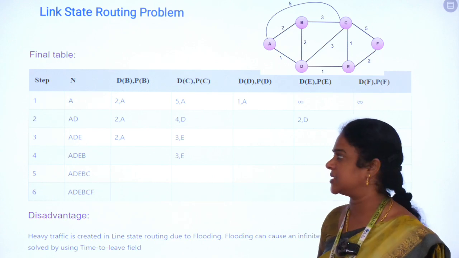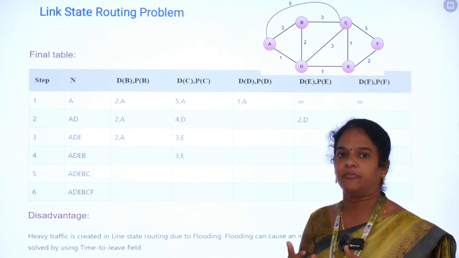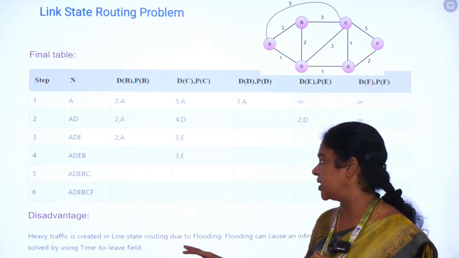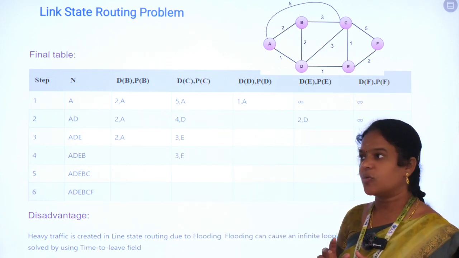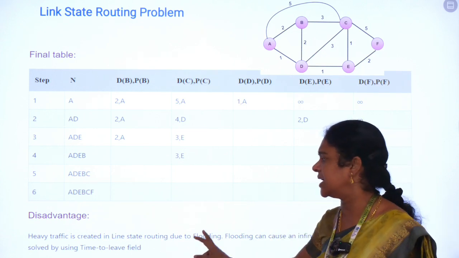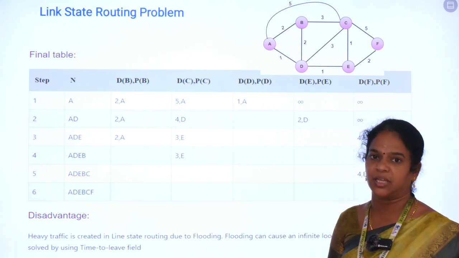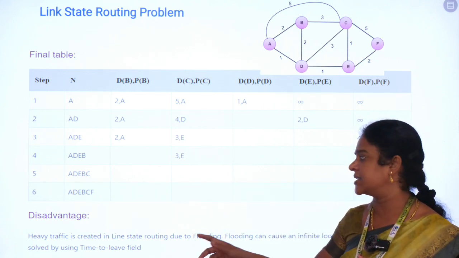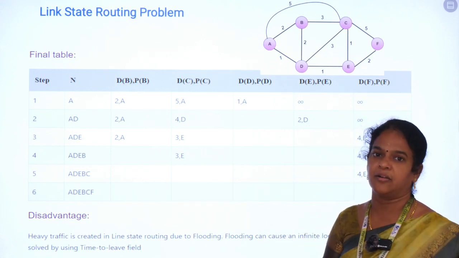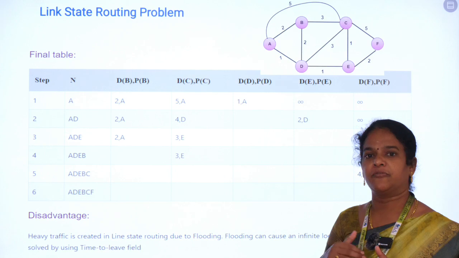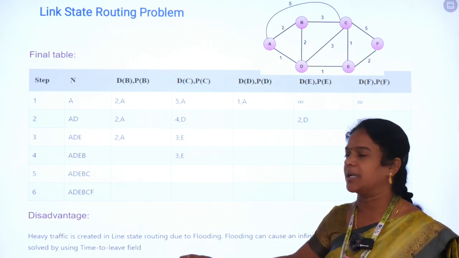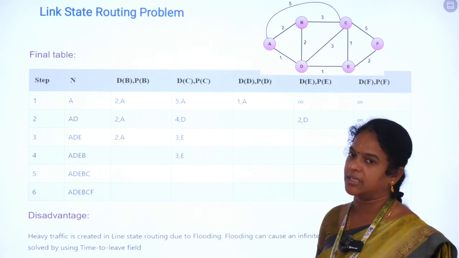So this is the final table. So each and every step we find out source to destination least cost using some intermediate node. Okay, so this is link state routing. So what is the disadvantage of link state routing? Very important. Link state routing creates heavy traffic. That is why we said the flooding concept is used in link state routing. Heavy traffic is created in link state routing due to the flooding concept. Each and every time we find out the shortest path method from source to destination, that is the heavy traffic. Okay, so this is the link state routing problem.